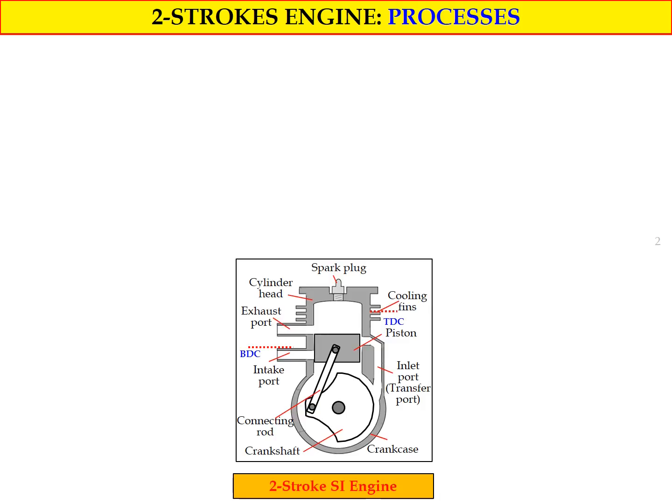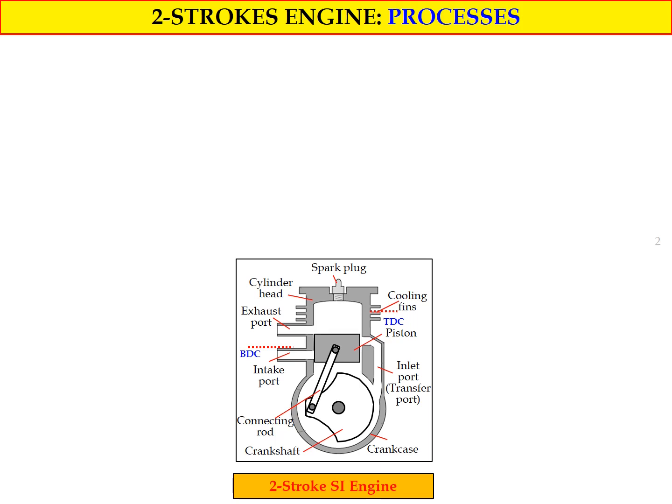Now we look at the processes involved in the two-stroke engine. We go into detail on the thermodynamic processes by referring to the PV diagram. First, this is the schematic diagram, a cross-section drawing of the two-stroke engine. We have the important parts such as the spark plug, cooling fin, piston, inlet port or transfer port, crankcase, crankshaft, connecting rod, intake port, exhaust port, and cylinder head. In the figure we also have the positions of BDC and TDC.